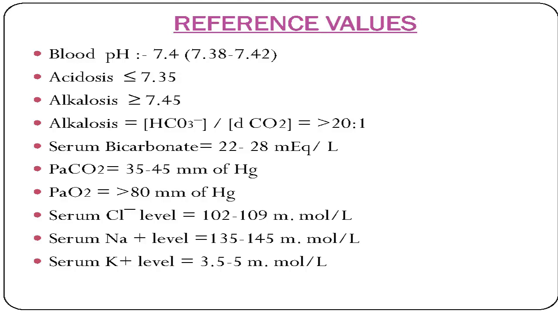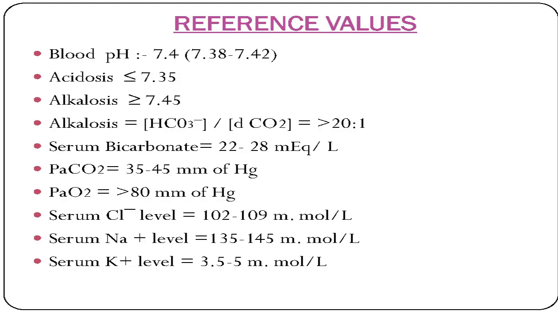Now, before going to the proper charts, let's look at the reference values of some important parameters. These parameters will help you to diagnose the acid-base disturbance as well as their cause. Now, the blood pH, in case of a normal person, will be about 7.4 and the range will be 7.38 to 7.42. In case of acidosis, the blood pH will be less than 7.35, and in case of alkalosis, the blood pH will be more than 7.45.